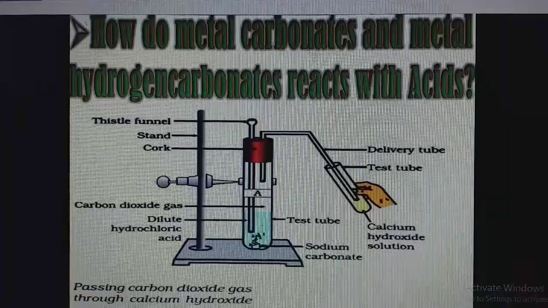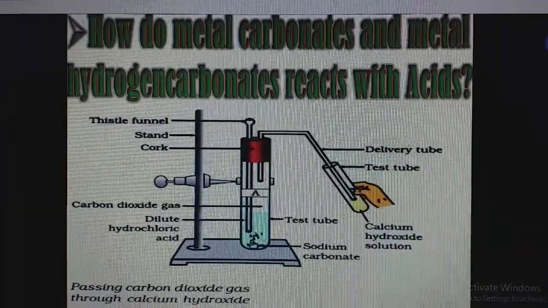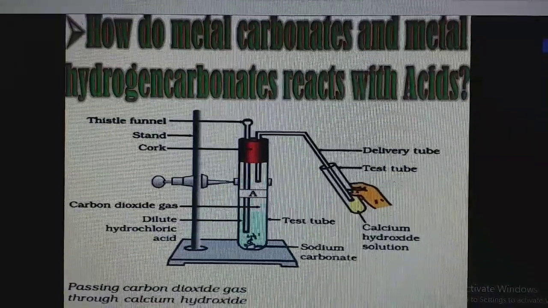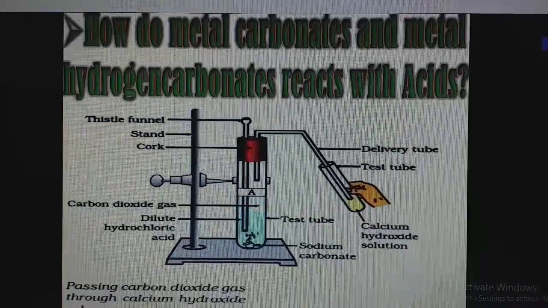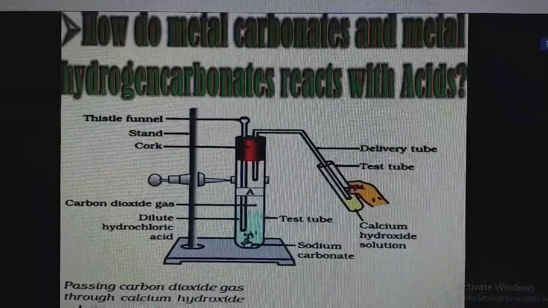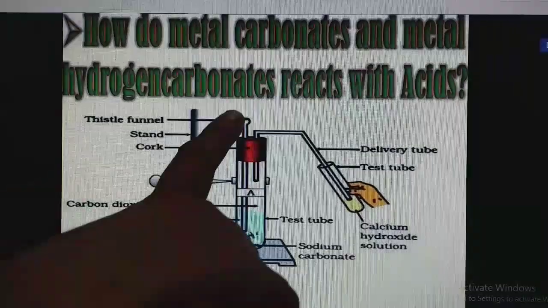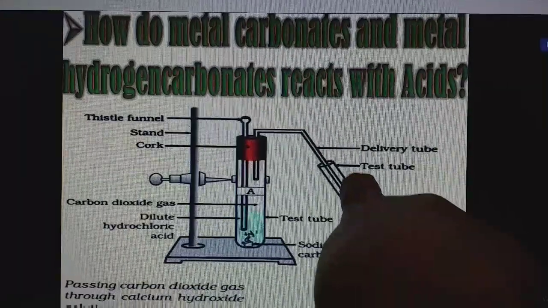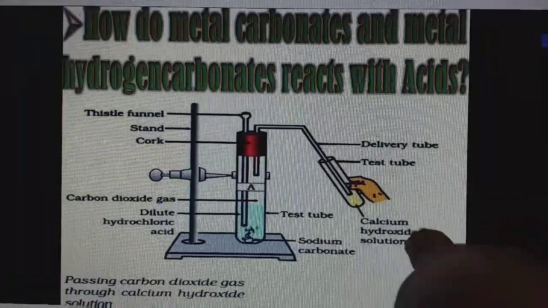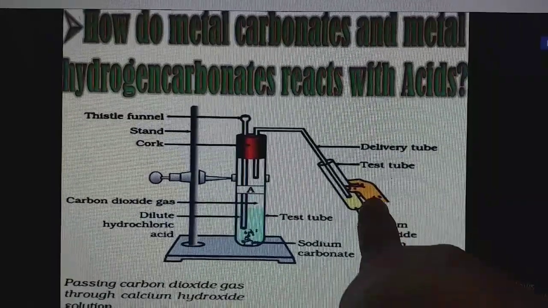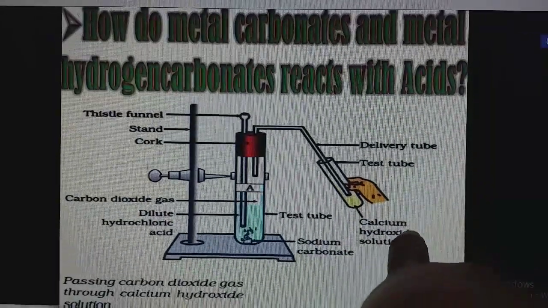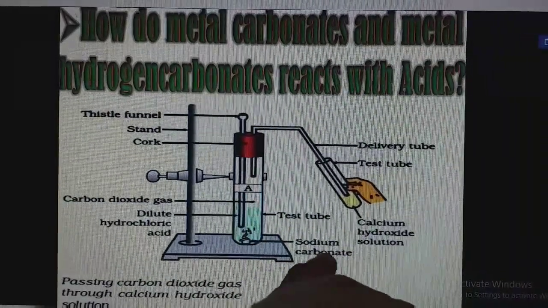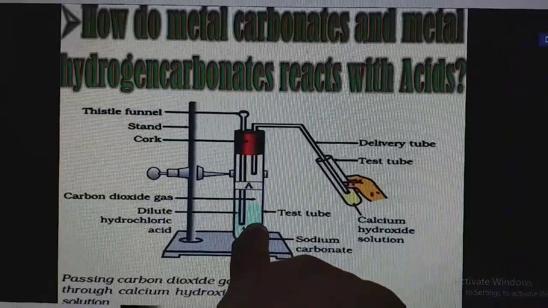Next topic is metal carbonates and metal hydrogen carbonates with acids. Again, another activity is given here. One test tube is fitted with a 2-hole cork, and one funnel, a thistle funnel, is attached. It is kept in the stand, and in the other hole there is a bent tube. The other end of the bent tube is placed in calcium hydroxide solution, that is slaked lime solution, Ca(OH)2 solution. In this test tube, what is taken? Again sodium carbonate salt is taken and dilute hydrochloric acid is added.